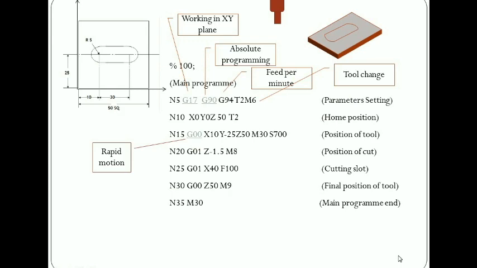Only I am changing the dimension of X, that is X is equal to 40. I am using G01. I have to mention the feed rate here, the 100. If you don't mention it, the program will take the previous feed rate which has been fed to the program. So the cutting action has taken place.